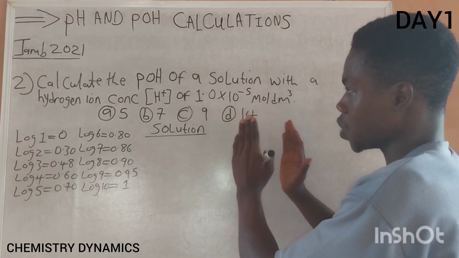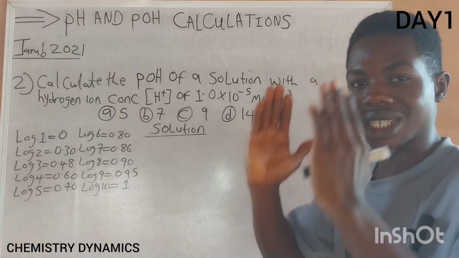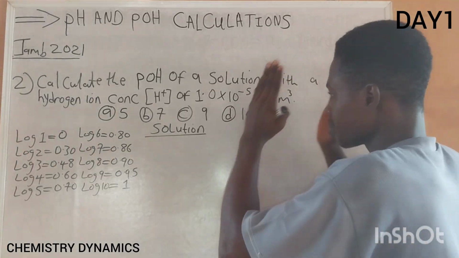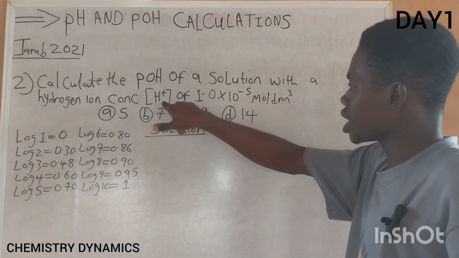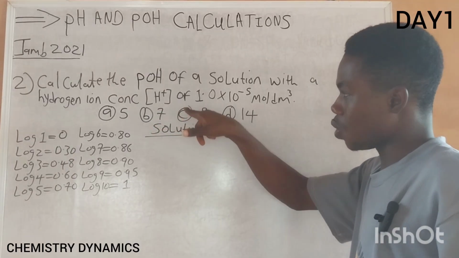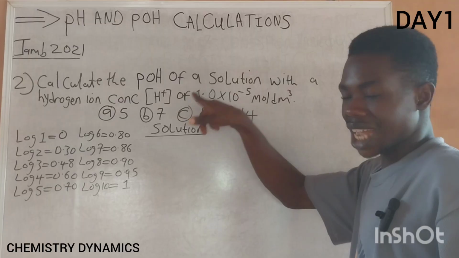Now, how are you going to solve a question like this? Please take note that this question is very easy. It says we should calculate pOH, but the concentration they give us here was for hydrogen ion. The concentration was not for hydroxide ion, but for hydrogen ion.